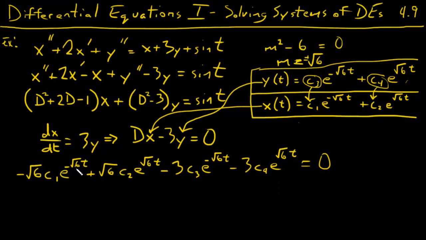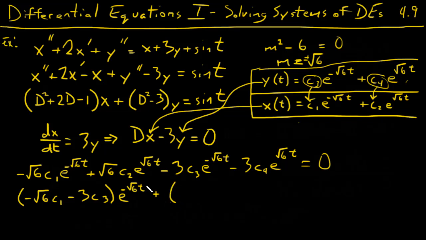Now I can group them according to the exponentials here. E to the negative root 6t's are going to get grouped. So if I do that, I'm going to wind up with negative root 6 C1 minus 3 C3, and that's going to be multiplied by e to the negative root 6t, like so. Now that I've got it into this form, let me do the other ones real fast so that I can say both of them at the same time.